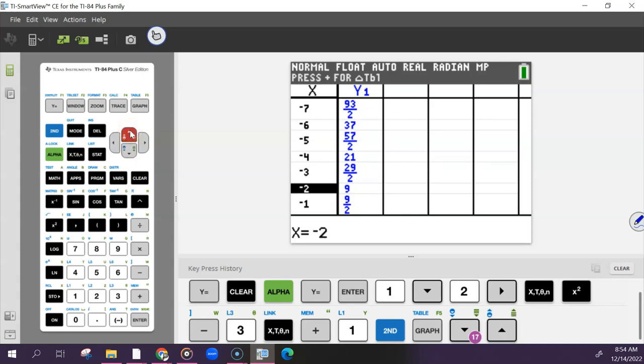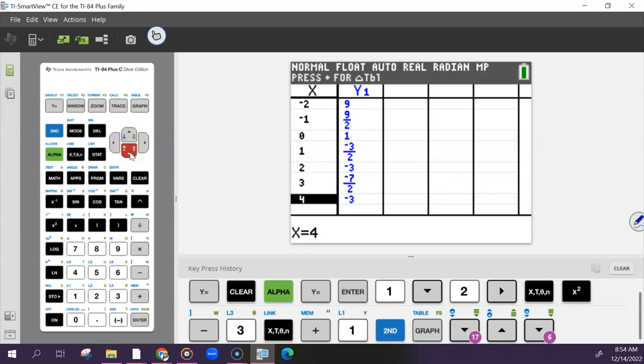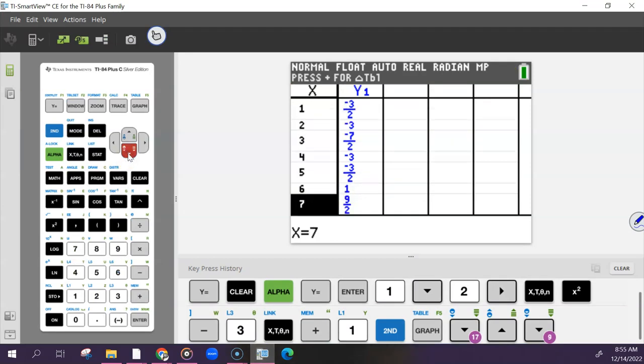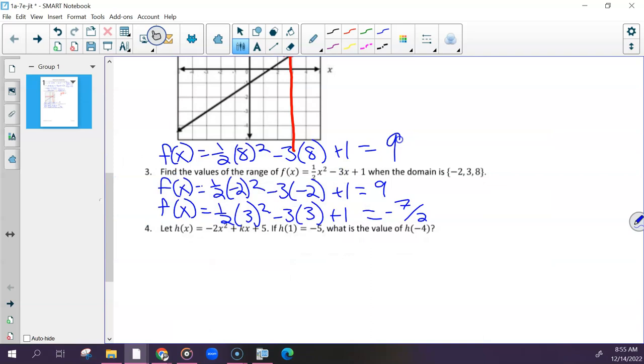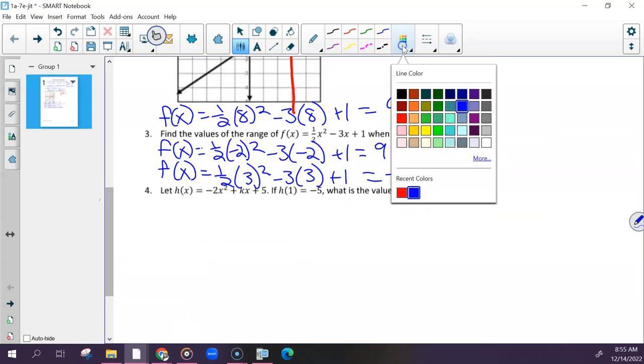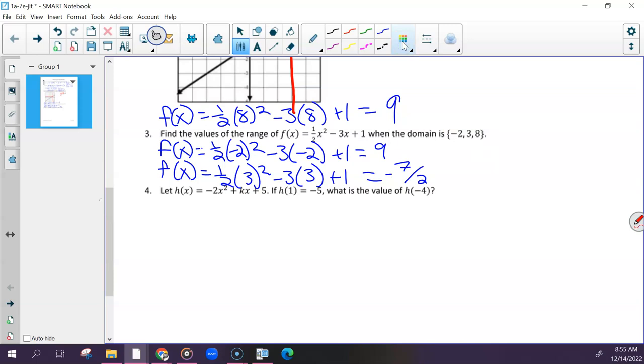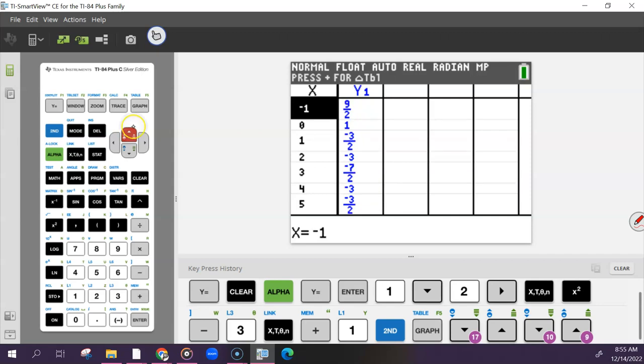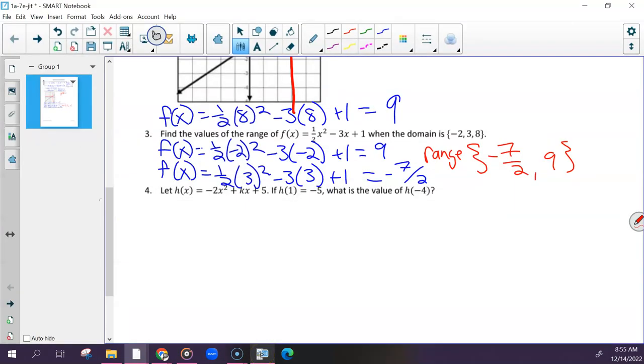When x is negative 2, y is 9. When x is 3, y is negative 7/2. And at 8, it's 9. So we would have, in curly brackets, the 9 repeats itself, so we're only going to put that once. Negative 7 over 2 would be our range. Let's make sure that I didn't mess up. So sometimes your domain and range may not match depending on the function given.